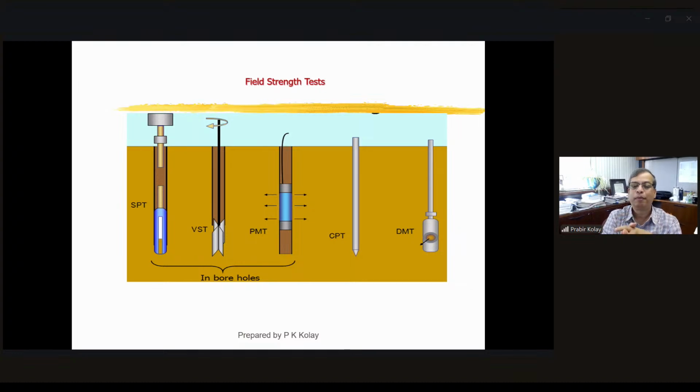Then the pressuremeter test, as I mentioned, we just apply pressure in the lateral direction. So how much is the resistance offered on the side? Easily you can calculate the stiffness of the soil. And there are correlations.